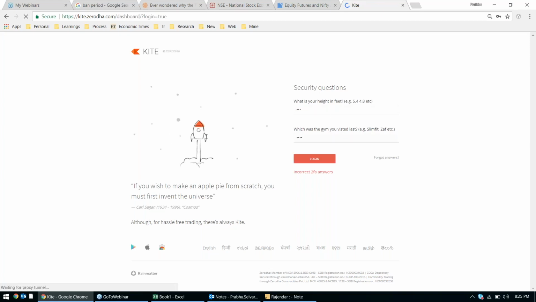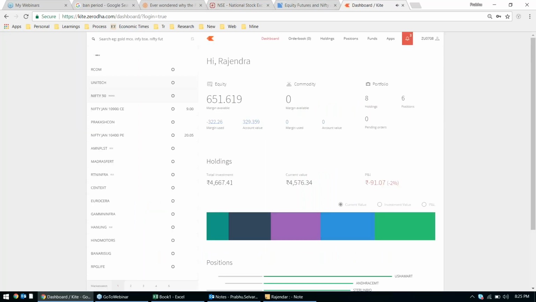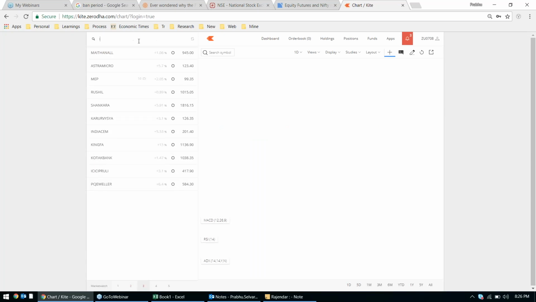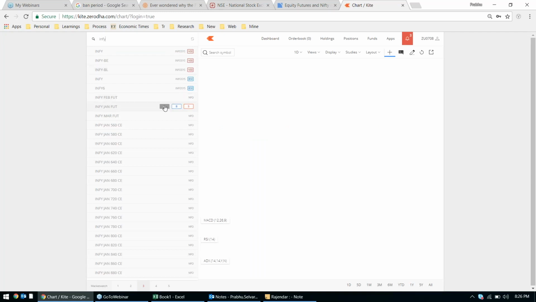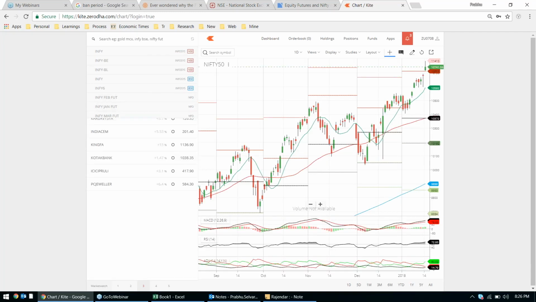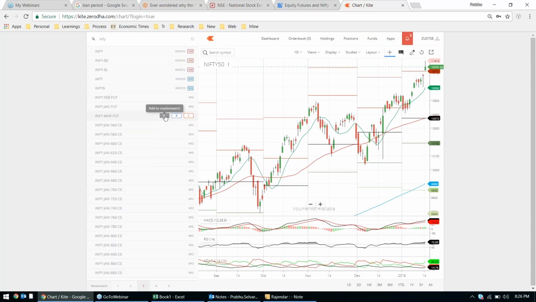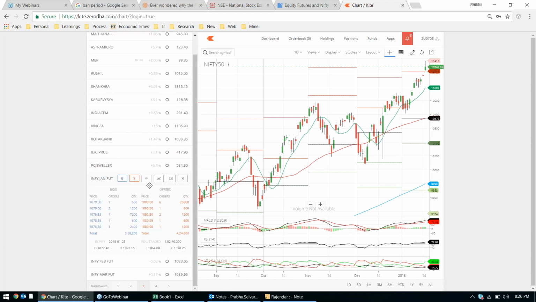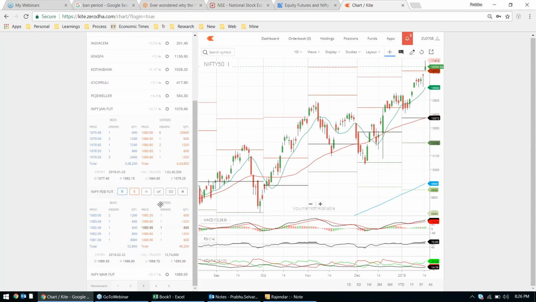Okay, I was explaining how we can carry forward. So let us go to a new window. I'll take Infosys Jan futures, Infosys Feb futures, Infosys March futures. If you look here, for Jan future, the volume is this much. February future, the volume will be very low, because people will not trade on that.